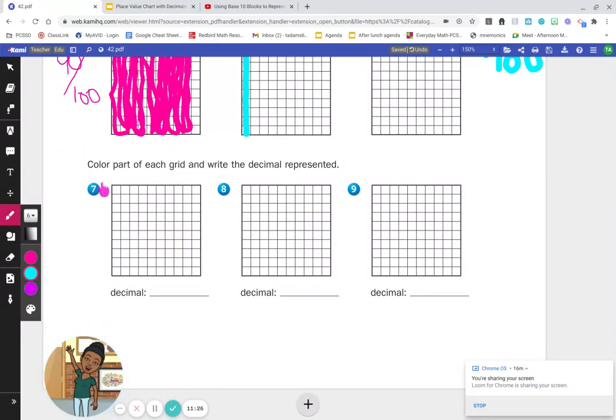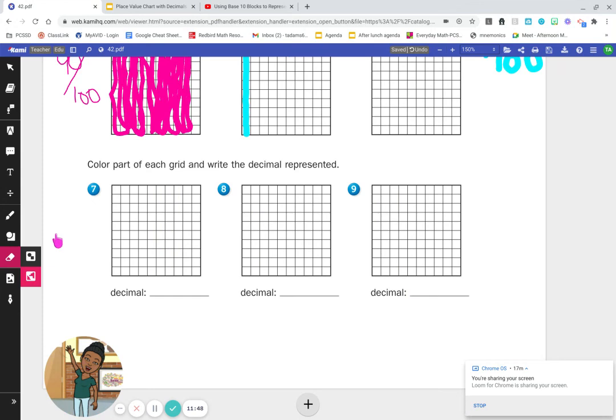Get creative. Color part of each grid and write the decimal represented. You get to choose which part of the grid you want to color. Make sure that you're coloring in the same column. Don't color a square here and a square here. Keep your squares together so it's easy for you to count and recognize.